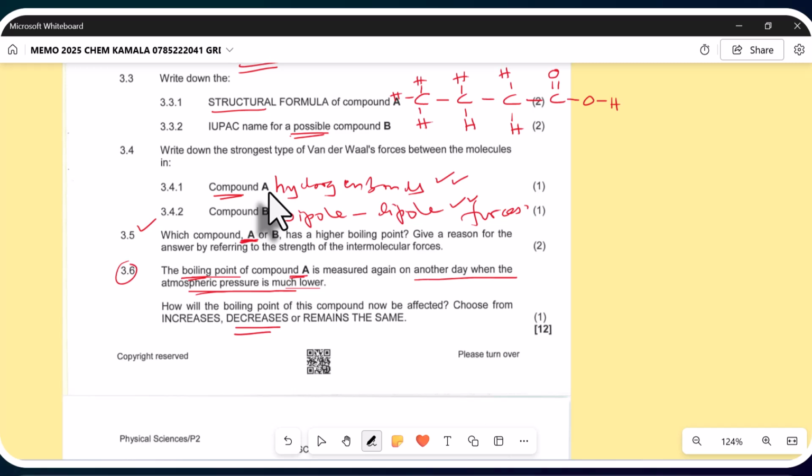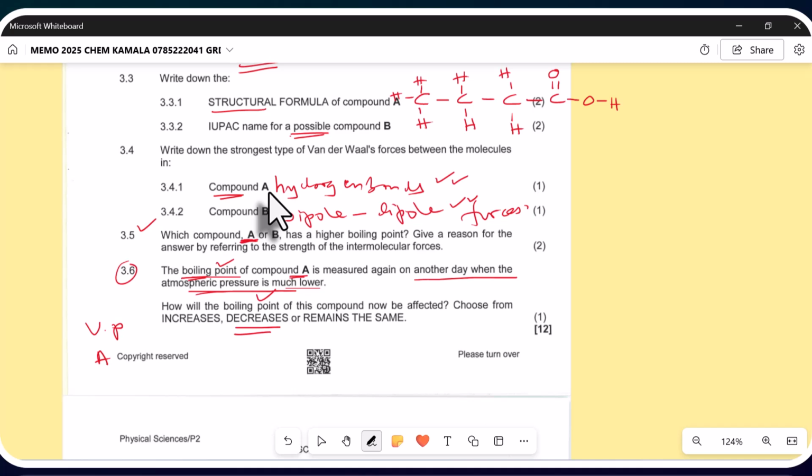Now write down the IUPAC name of compound W, and then the name or formula of compound R. Then give the name of the type of reaction in reaction 1. Name or give the formula of S, and the structural formula of compound T. Okay, now they say here, IUPAC name of compound W.